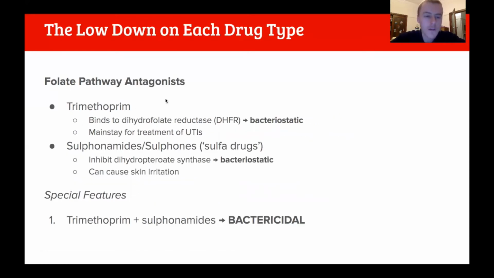And finally, we've got our folate pathway antagonists, so trimethoprim and sulfur drugs. Trimethoprim is a mainstay drug for UTIs. So as soon as you hear trimethoprim, you want to be thinking UTI straight away. It's almost exclusively used for that. Then, what does it bind to? It binds to dihydrofolate reductase.